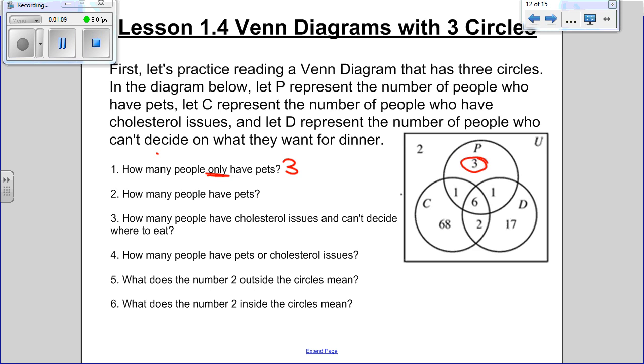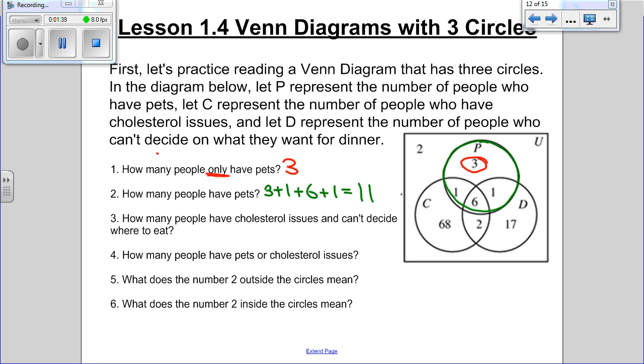Now number 2 is a different question, even though it sounds very similar. This one says, how many people have pets? So if you're trying to figure out how many people have pets, you're trying to figure out how many people are in the entire circle of pets. So you're going to have to take every number in that green circle and add it up. So you're going to have 3 plus 1 plus 6 plus 1, and you'll have 11 people who have pets.